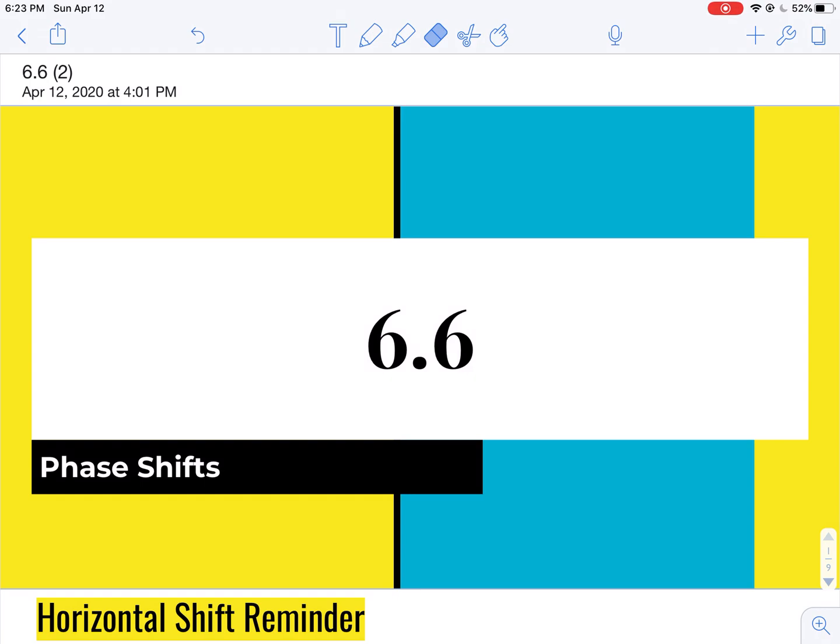You haven't seen tangent and cotangent graphs in a while. But you have seen cosine and sine graphs as of last week. So we're going to go ahead and look at the phase shifts for things which have been reviewed more recently before we jump into cotangent and tangent graphs, which it's been a little bit since we've seen them.